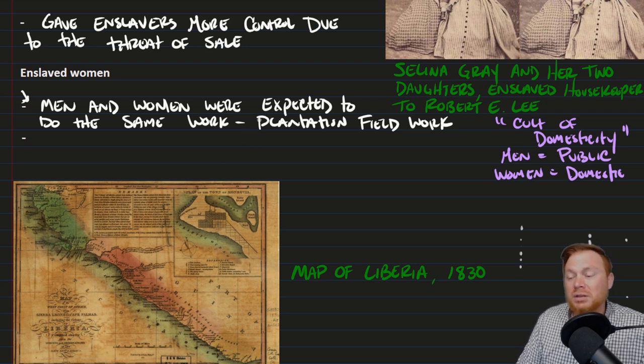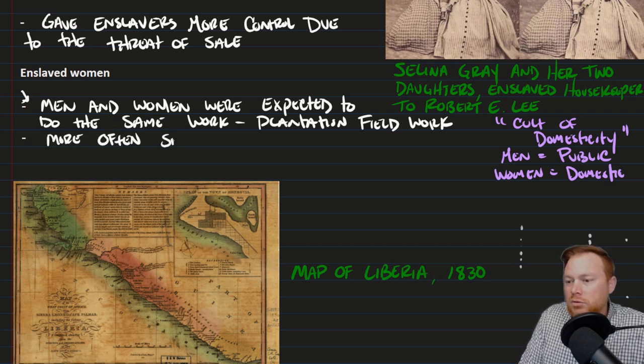If you were an enslaved woman, that did not save you from the most difficult type of work there was. On top of that, being an enslaved woman also meant that you were more often subjected to sexual violence and rape.